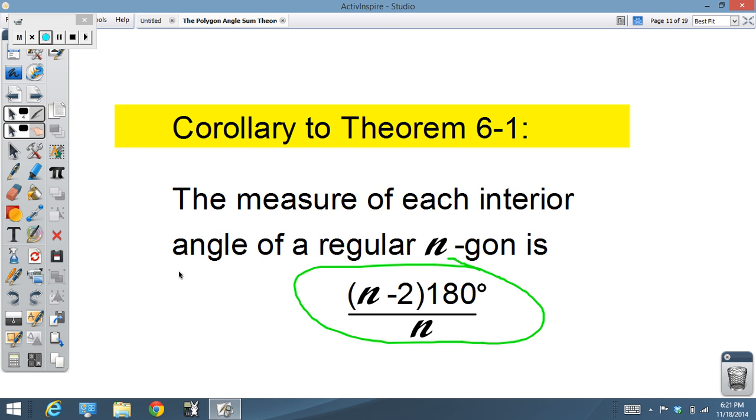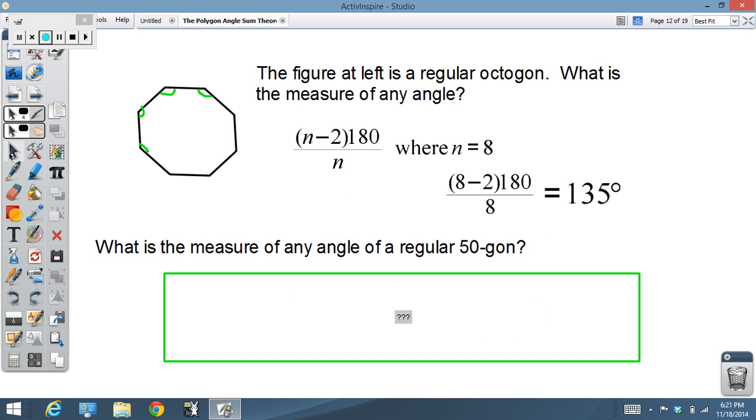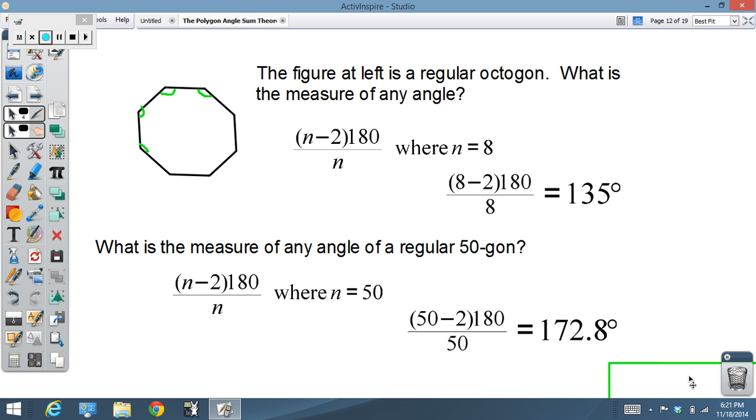Here comes the answer. Pause it if you like. Here it comes. All right. n is 50. So we're going to do 50 minus 2 times 180 divided by 50. We end up with 172.8 degrees in any one of those angles.